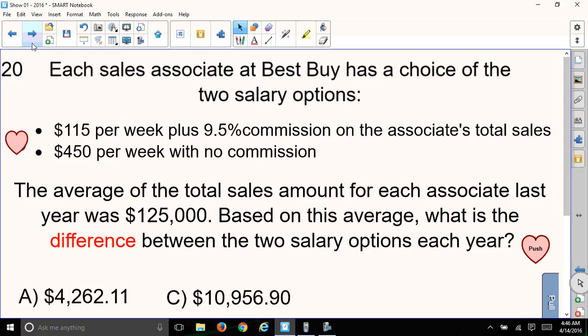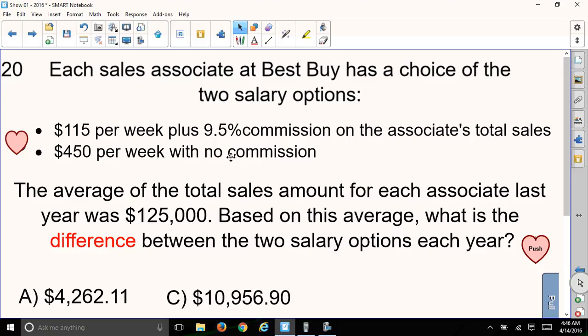Here's an interesting question that I noticed. It's a lot of reading, so let's get it going. Each sales associate at Best Buy has a choice of the 2 salary options. Okay, so they have salaries here. $115 per week plus 9.5% commission on the associate's total sales. Here's the second one, $450 per week with no commission.